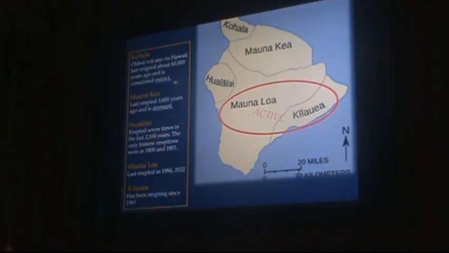Kohala up here at the very north. This is the oldest volcano, and that has not erupted for a long time. That's considered extinct. And Mauna Kea, this is the one that's got the telescopes on top of it. This one is dormant, and then these 2 right here are active. And you could say Hualalai is also dormant.